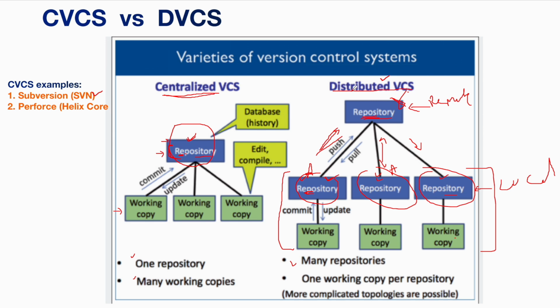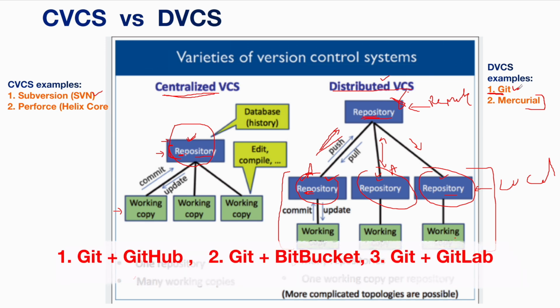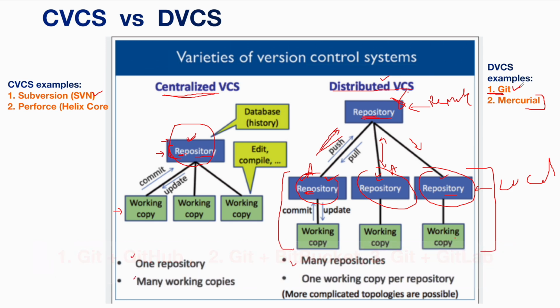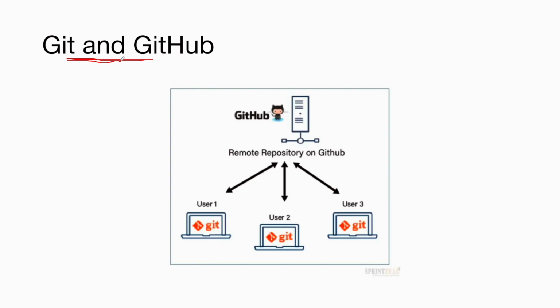The examples of distributed version control systems include Git and Mercurial. Nowadays, Mercurial is not being used. Only Git is the very famous tool. In the coming lectures, we will understand how we can set up Git and how we can push the code to GitHub. This Git will work with GitHub, Bitbucket, GitLab, etc. You can integrate that. Later in the course, we will learn how to set up Git and GitHub.